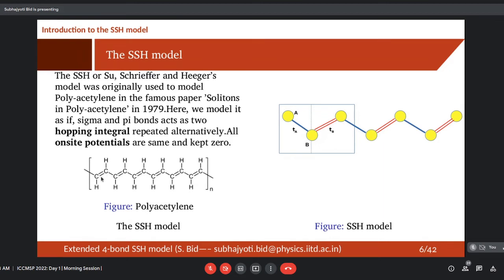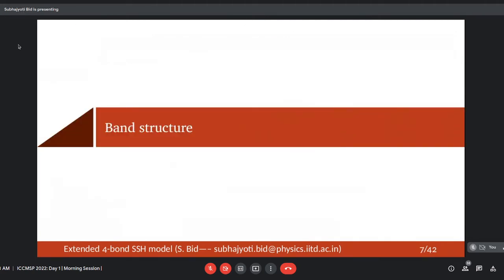So polyacetylene has double bond and single bond repeated alternately in space, so it is modeled such that two hopping integrals are repeated alternately in space, that is TA, TB, TA, TB, TA, TB. The unit cell of this model has two atoms, so the Hamiltonian will be 2 cross 2. First, I will go through the analysis of the band structure.